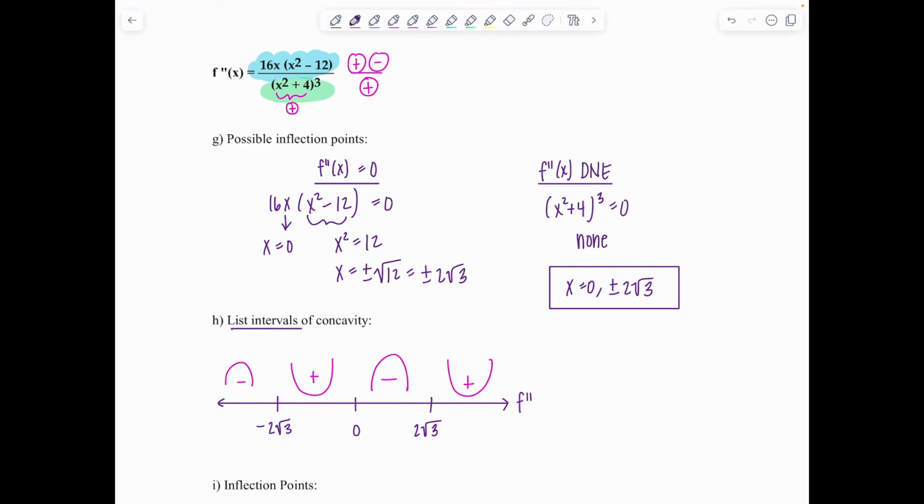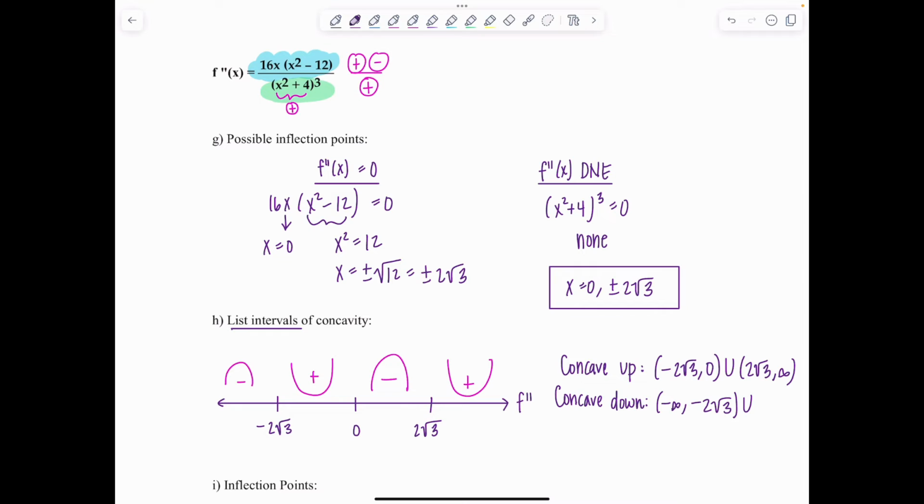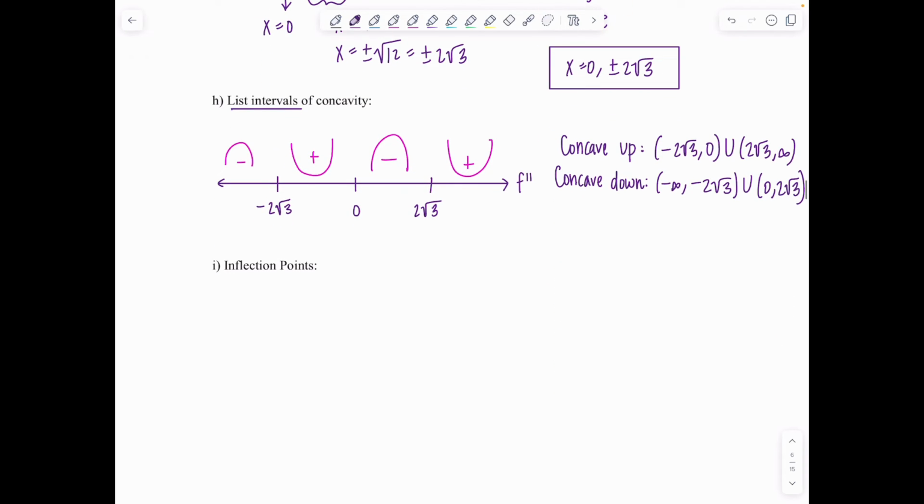So let's list the intervals now. That's what we're told to do. So the graph is concave up from negative 2 rad 3 to 0 union 2 rad 3 to infinity, and it's concave down where, let's see, negative infinity to negative 2 rad 3 union 0 to 2 rad 3. So do we have any inflection points? Remember, an inflection point is a point on the graph, point on the function, where it switches from concave down to concave up, or vice versa, concave up to concave down. Yes, all three of these are inflection points.